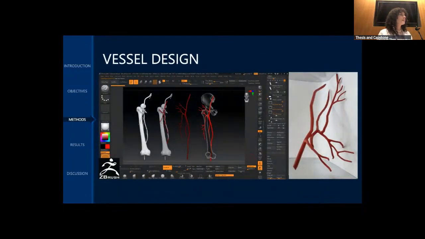From there, I designed the vessels. The limitation with this was the segmentation only provided a small amount of the vasculature, and so I had to extend it to show the full scope of the anatomy required for those vessels and those flaps.